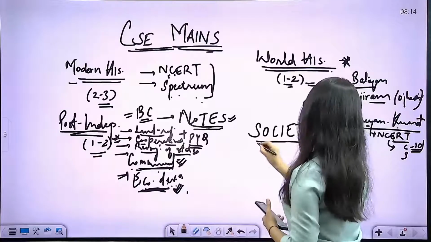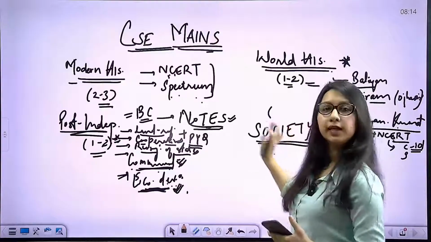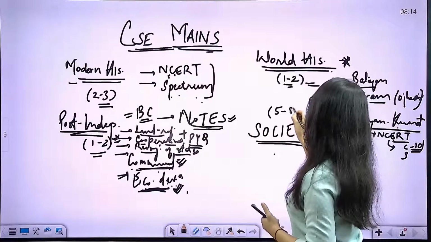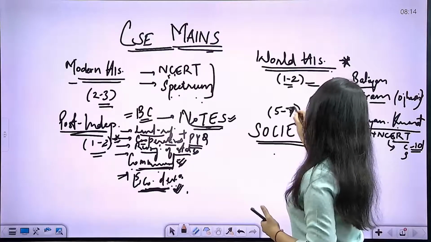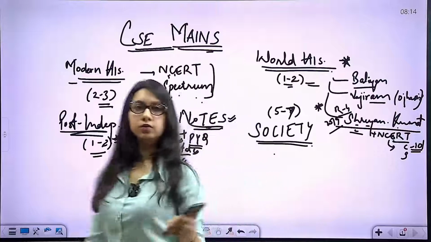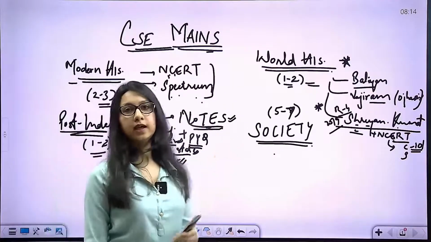Society part of paper 1. How many questions are we dealing with here? If you see, well, 5 to 8 questions, 5 to 7 questions, not 8 nowadays. 5 questions for sure.